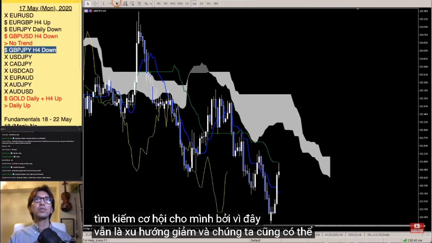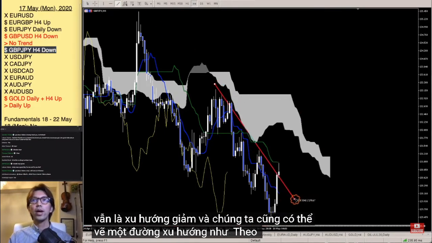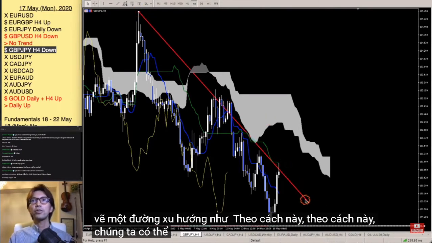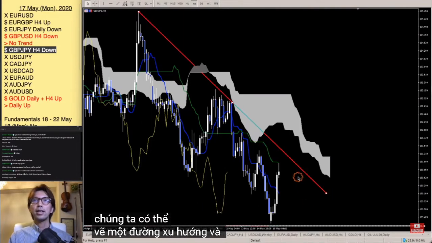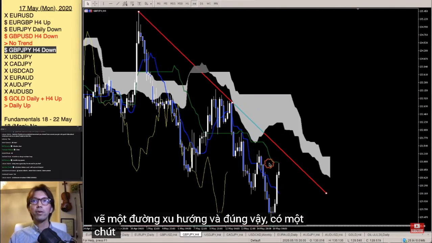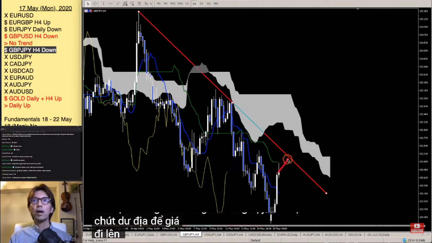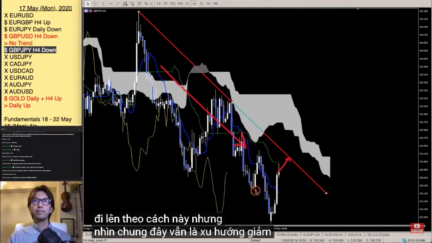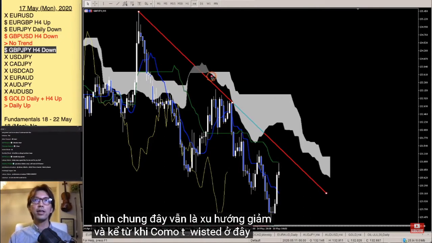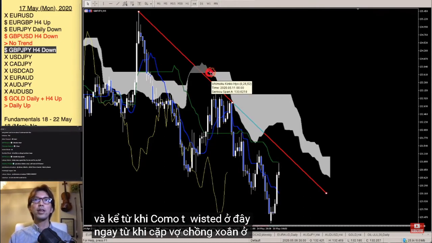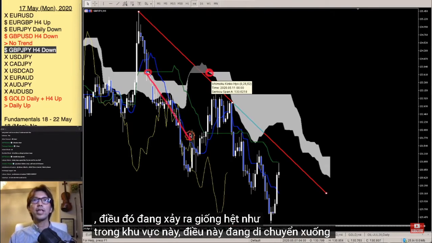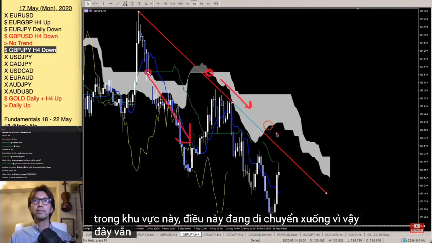And we can also draw a trend line this way, all the way to the upside, right? So there is a little bit more room for the price to come upwards this way, but overall this is still downtrend. And ever since the Kumo twisted here, which was happening exactly in this area, this was moving down, so this is still downtrend, right?